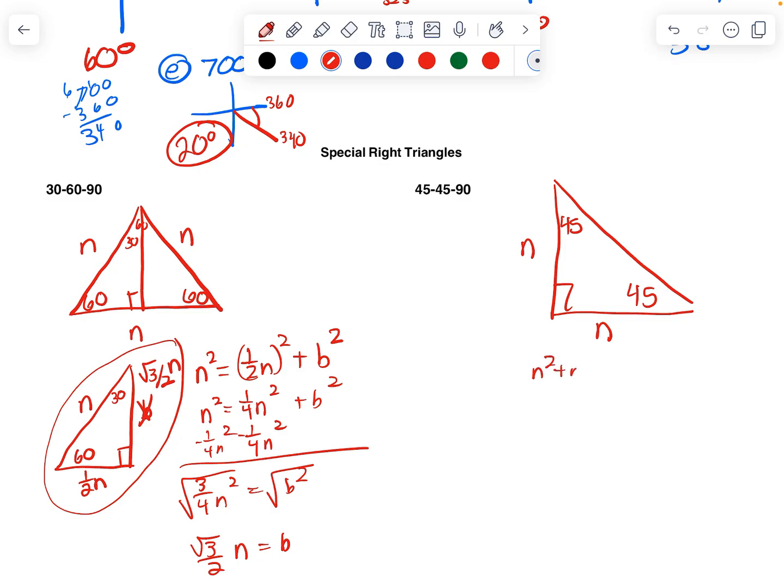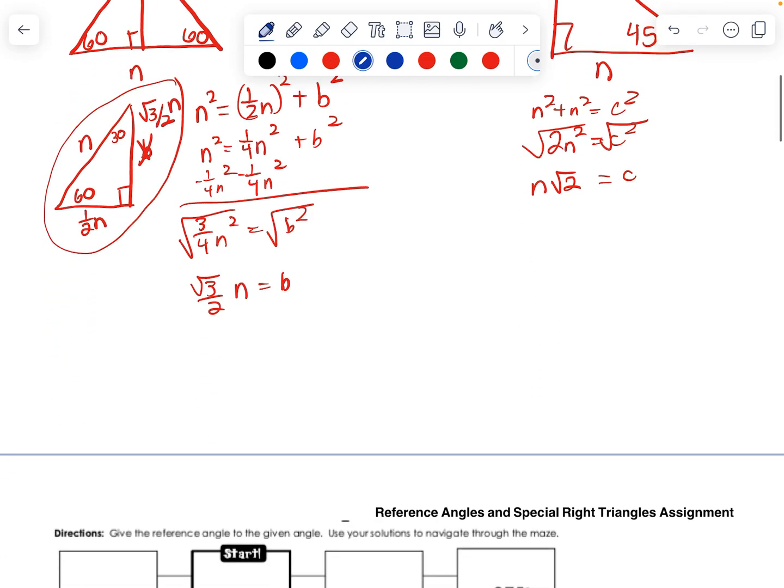n squared plus n squared equals c squared. So 2n squared equals c squared. So the square root of 2, and I'll put that n in front, is c. Now, we're really going to be worried about the unit circle values. So what happens if our hypotenuse is 1?